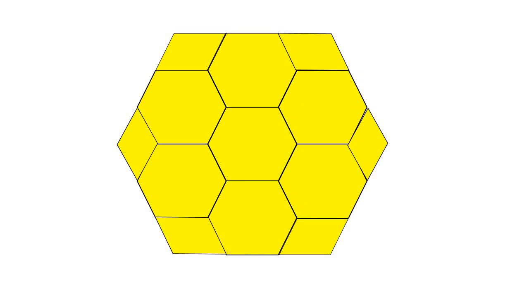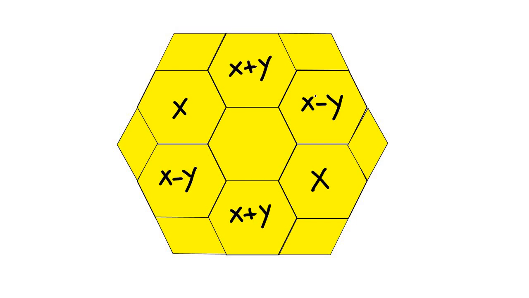Okay, so let me write down the final structure. So you see, basically we start with the x minus y block, then the x block, then again the x plus y block, then after that the x minus y block, again the x block, then the x plus y block. Okay, now you see this structure, x minus y, x plus y. So here will be x, again x minus y, x. So here will be x plus y. Next x, x plus y.